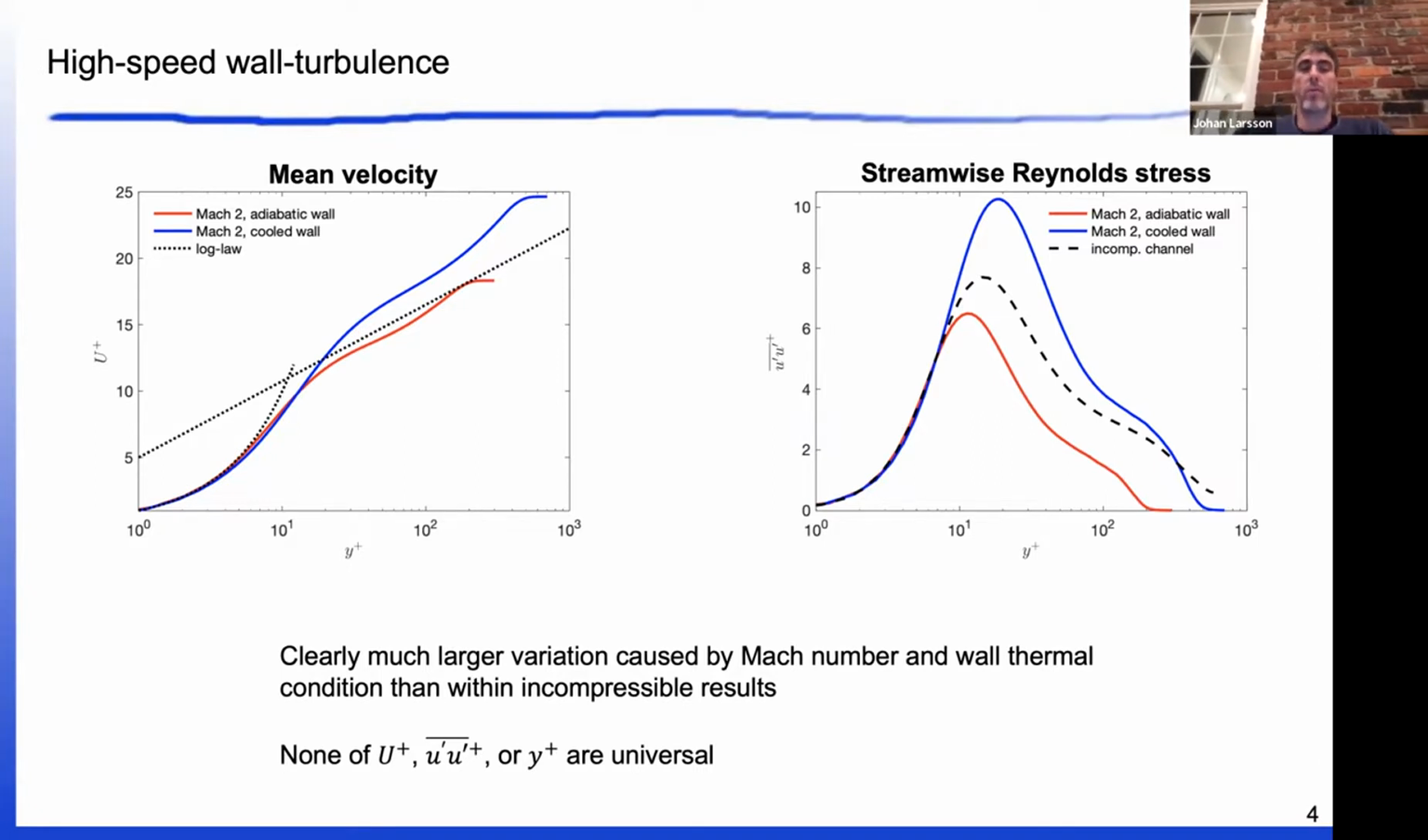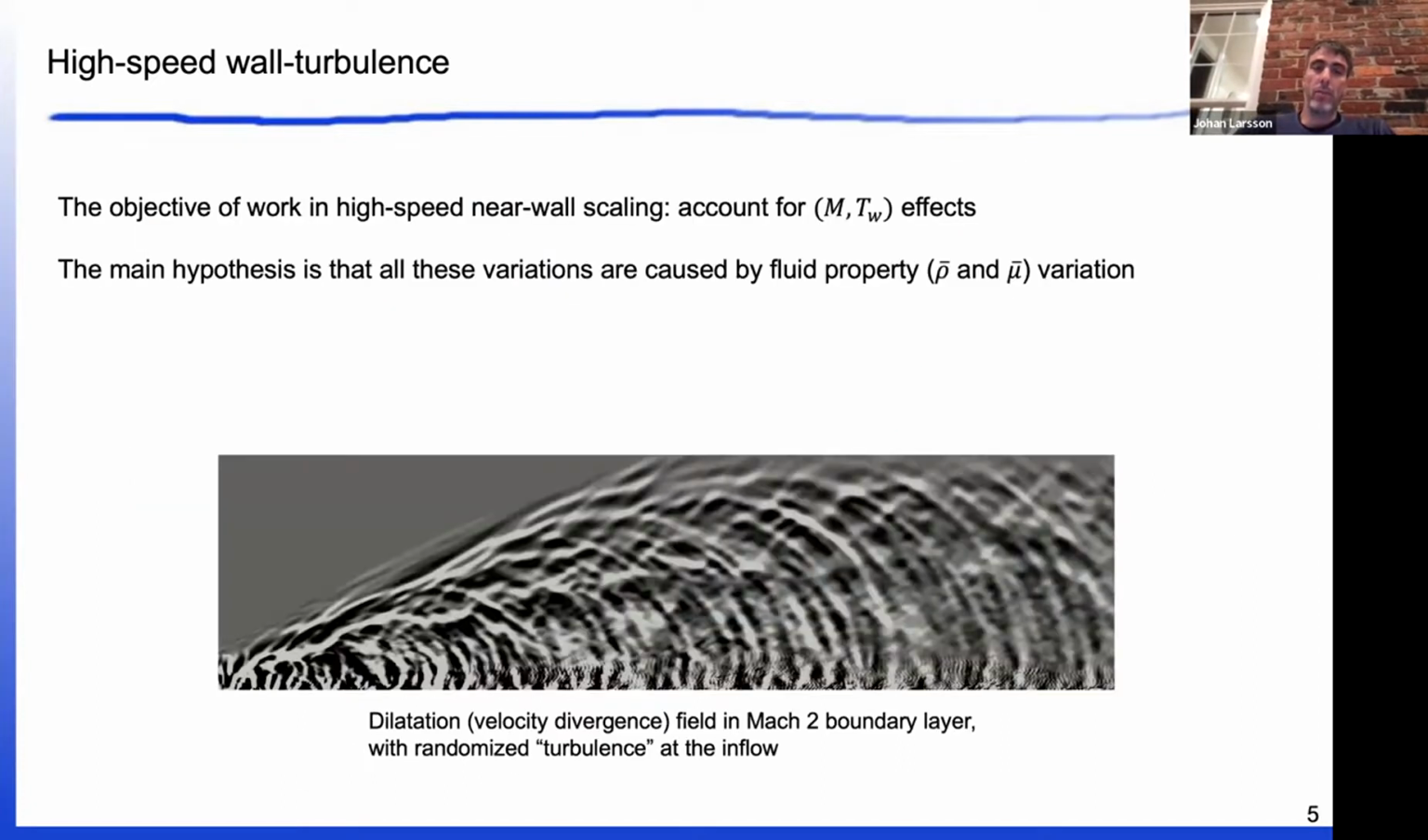So that's the takeaway, that when you go to supersonic speeds, u plus and y plus and the Reynolds stress scaled with u tau, none of them are universal anymore. And so the objective of all the work that has been done in this area is basically to come up with theory that accounts for these Mach number and wall temperature effects. And so I also need to now take a little bit of a step back. What happens when you take an incompressible fluid and you turn it into a compressible fluid?